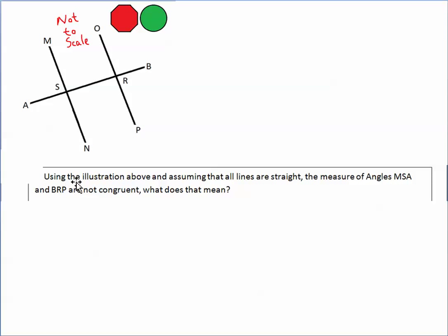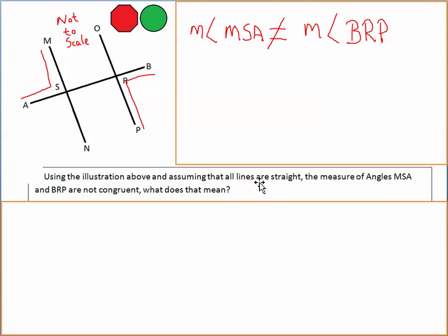It says, using the illustration above and assuming that all lines are straight, the measure of angles MSA and BRP are not congruent. In other words, this angle right here is not the same thing as its exterior alternate angle. And so if they're not the same, then these two lines can't be parallel. So this could be 90 degrees, but this one's not. In other words, whatever this measurement is, it's not the same. So the measure of angle MSA is not equal to the measure of angle BRP.